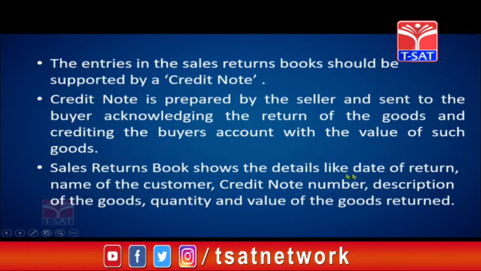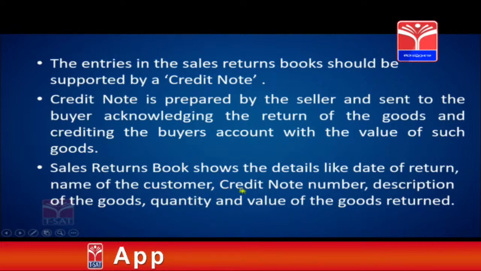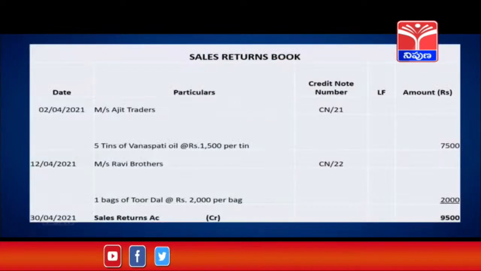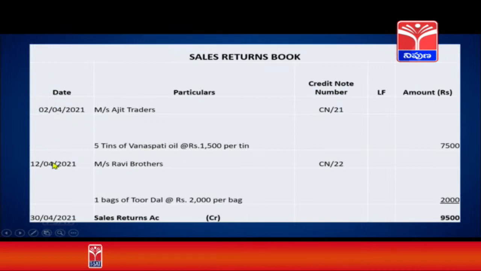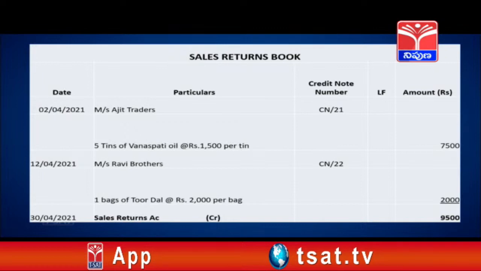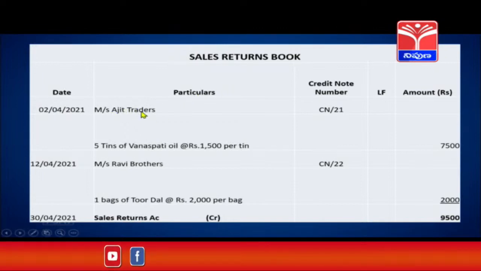Sales returns book shows the details like date of return, name of the customer, credit note number, description of the goods, quantity and value of the goods returned. Now let us see an example of sales returns book. So here in the sales returns book, we write the date in the date column, the date on which you got the return of the goods from your customer. Then in the particulars column, you write the customer name from whom you got the goods return.